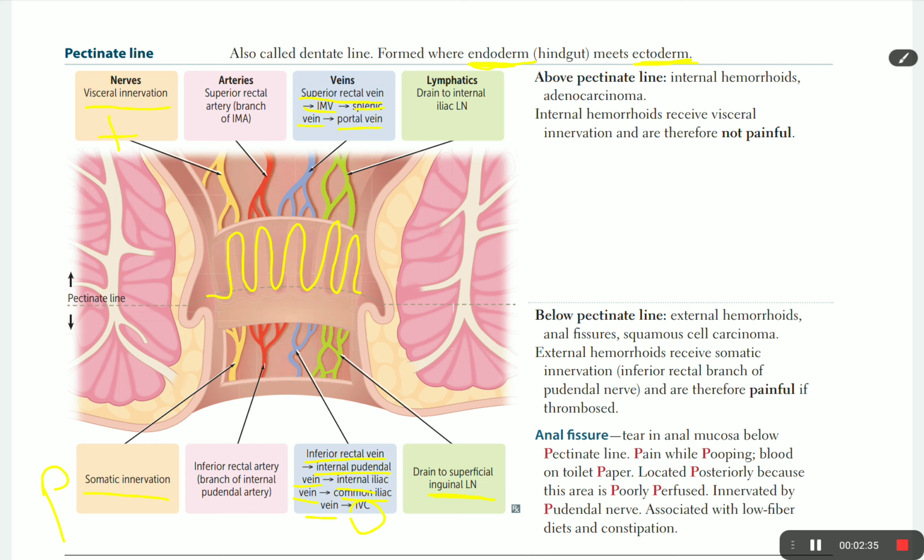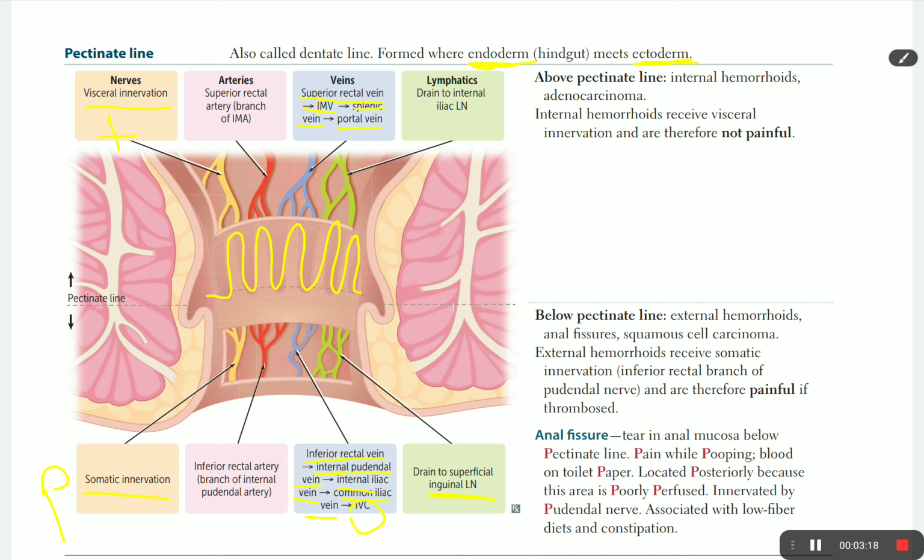Okay, so let's talk about the hemorrhoid here. If the hemorrhoid is above the pectinate line, it will not be painful, because as we said, it is from the visceral innervation, so it will not be painful even if it gets thrombosed. It's also called an internal hemorrhoid. When we say external hemorrhoid, we mean the hemorrhoid below the pectinate line, and it is also not painful, but it becomes painful when it gets thrombosed.